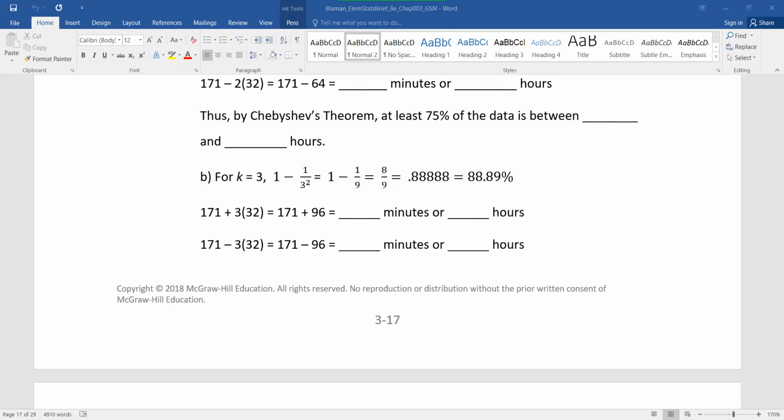And so then they took the 3 multiplied by the standard deviation again. So 3 times 32 gave us 96. So 171 plus 96 gives me 267, and 171 minus 96 gives me, oh, far off there.